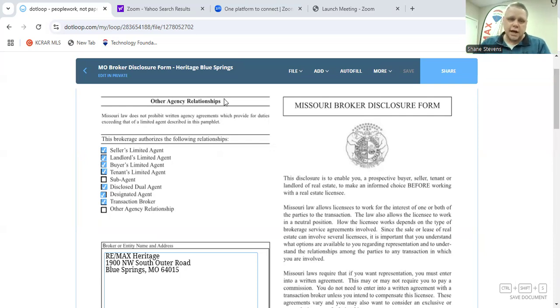I will shift to a transaction broker role, which is where I'm working with the buyer and I'm working with you, and we have the same goal of getting this property sold. They want to buy the home, you want to sell the home. So I'm going to shift to where I'm just facilitating the whole transaction to closing. And then I also say to a seller, a designated agent is where the buyer has their own agent and I'm representing just you.